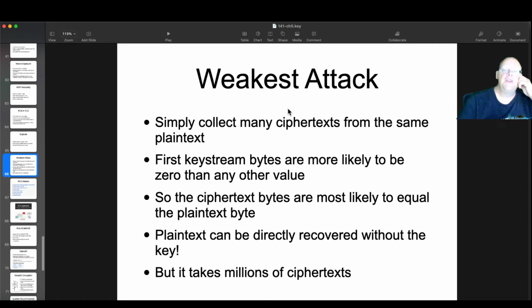So the simplest attack is incredibly simple. All the key stream bytes are more likely to be 0 than any other value. So if you can get the same plain text encrypted millions of times, the most popular value for every individual byte is the plain text byte XORed with a key stream of 0. So all you have to do is take the most popular value of each byte, and that is the plain text. So that's pretty awesome.